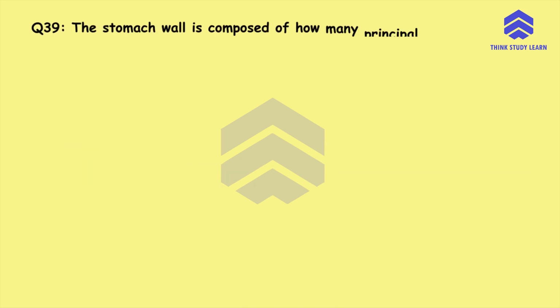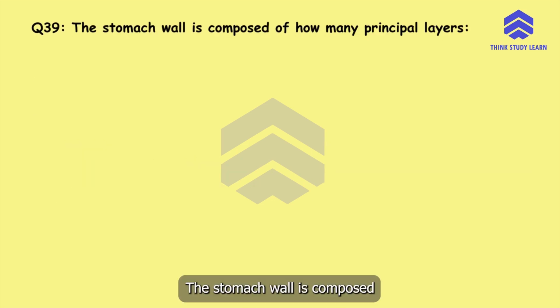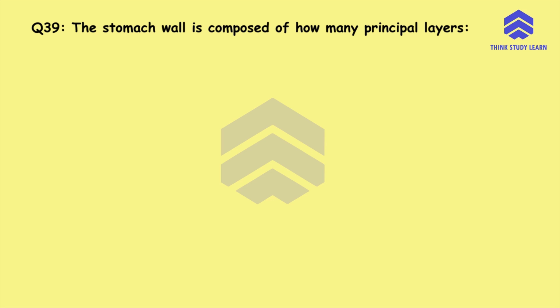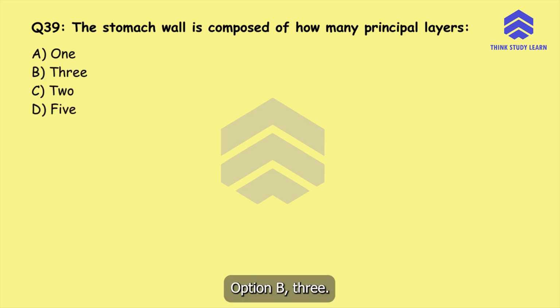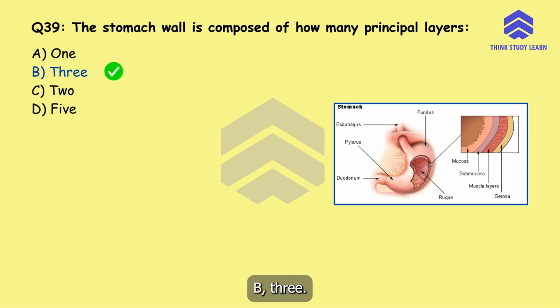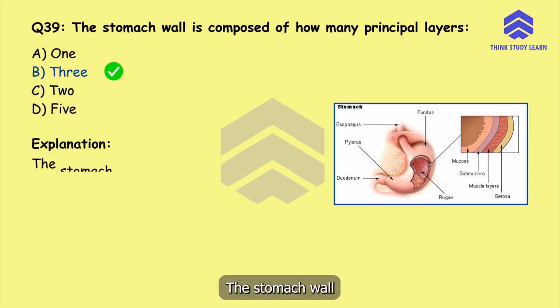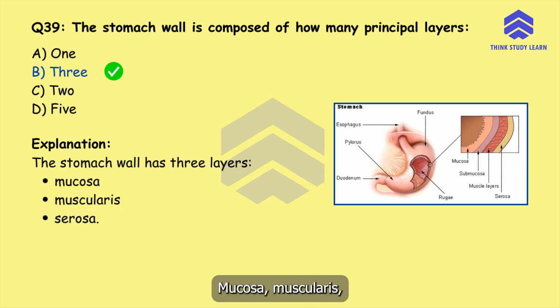Question number 39. The stomach wall is composed of how many principal layers? Option A, 1, option B, 3, option C, 2, or option D, 5. The correct answer is option B, 3. The stomach wall has 3 layers: mucosa, muscularis, and serosa.